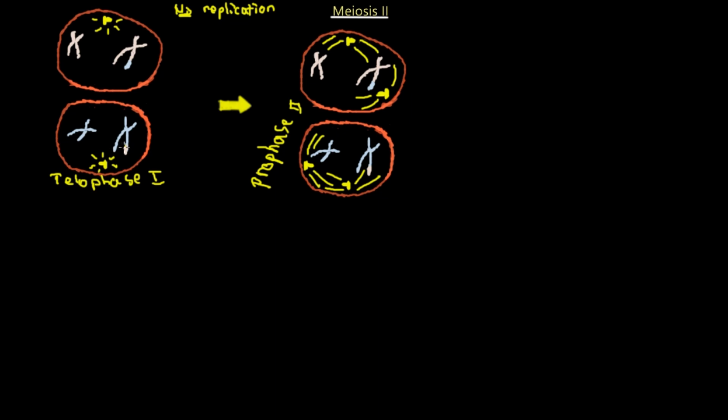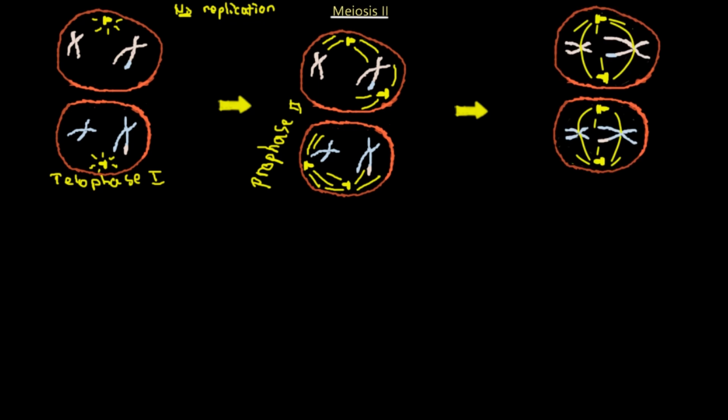However, the chromosomes also undergo a slight decondensation in between telophase and prophase, and in prophase they undergo condensation once again. Now in meiosis 2, you're not going to get genetic recombination again in prophase 2. We already had that in prophase 1. In meiosis 2, we do not have that process. Now moving on from prophase 2, the next stage is, of course, going to be metaphase.